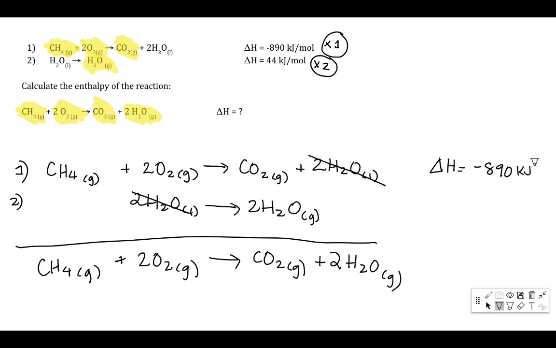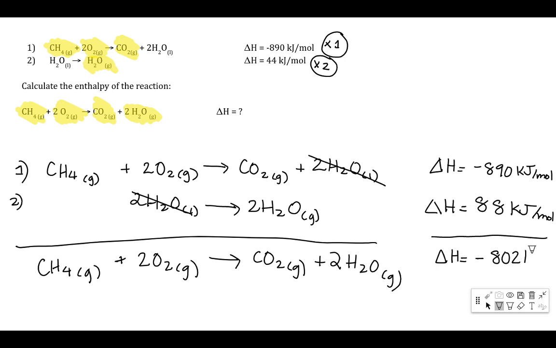-890 kilojoules per mole. For the second one, I did multiply those coefficients by 2, so I would need to multiply this delta H by 2 as well. So the delta H becomes 88 kilojoules per mole. And when I add both of these delta H's up, I'm going to get -802 kilojoules per mole.